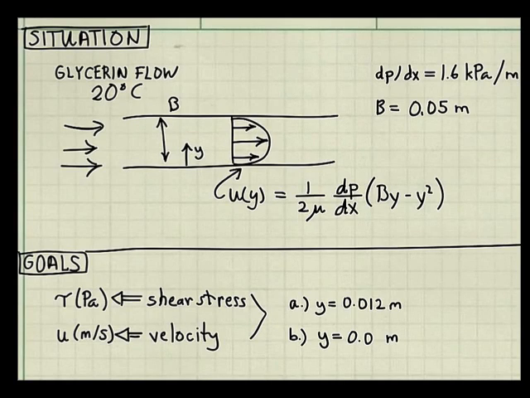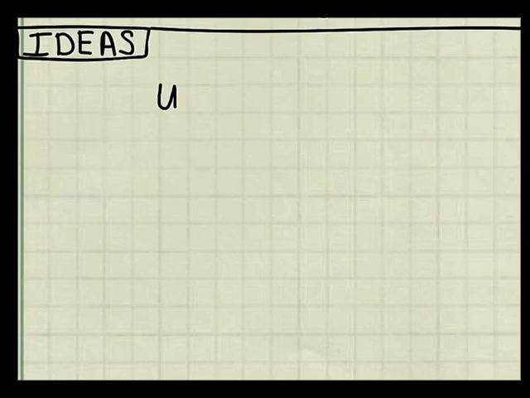Next, I document the problem. I notice that I made a mistake while interpreting the problem statement. In particular, the problem statement asked me to find my goals at both y equals 12 millimeters and at the wall. So I correct this during my documentation. Goal 1 is velocity, but I'm given an equation for velocity, so I can just plug numbers into this equation. So that's easy to do.